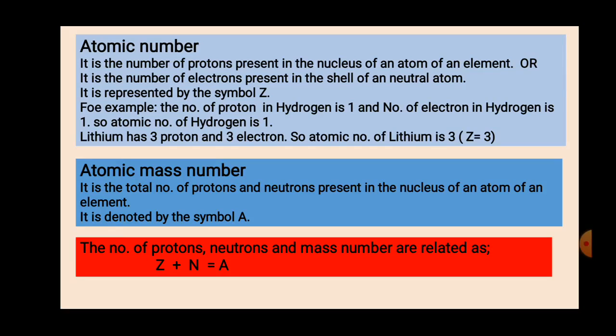I hope you understood the concept of atomic number and mass number, and how these three terms are related to each other. I will repeat it again. Atomic number is nothing but the number of protons. Where is it present?